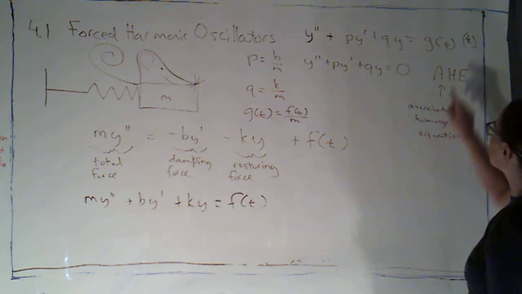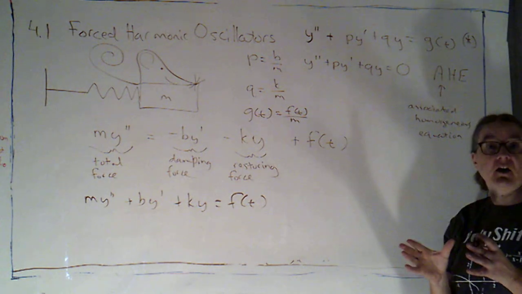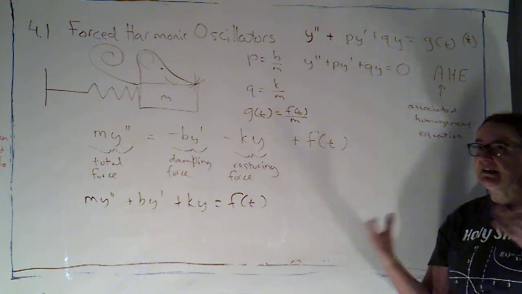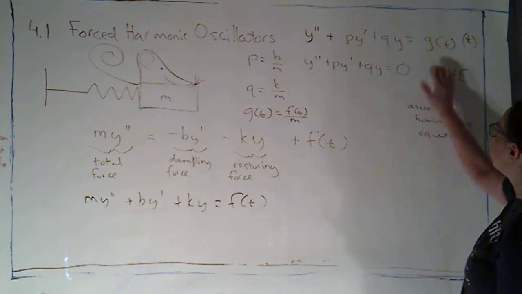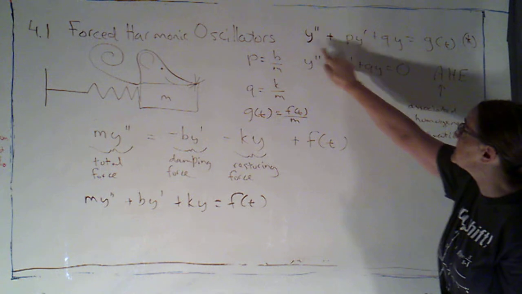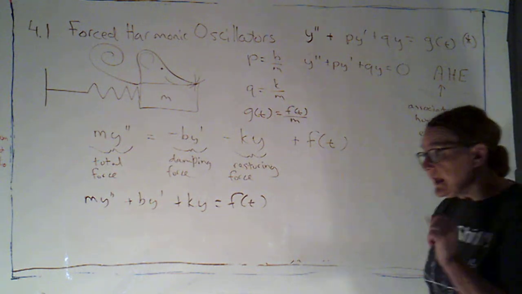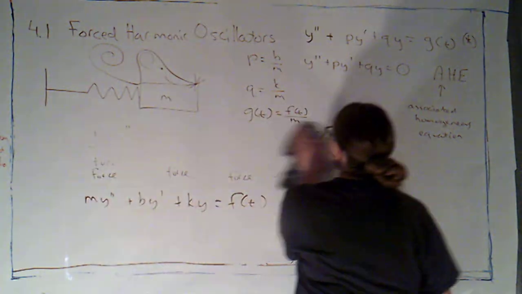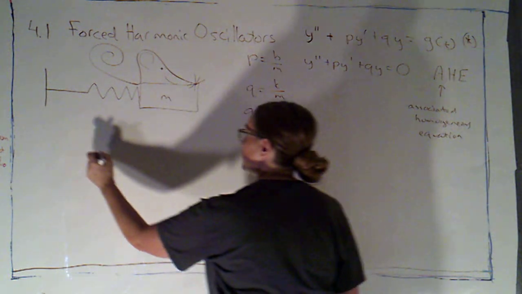In general, this is probably not going to be autonomous either. It could be. g of t could be a constant. If so, then I would still have an autonomous equation. But if g of t is e to the t or cosine of t or t squared, and I have to write t in order to write that, then this would not be autonomous. It is constant coefficient though, because we've got constants in front of our y prime and our y double prime. Okay, now if we think back to a similar situation we had with first order differential equations.